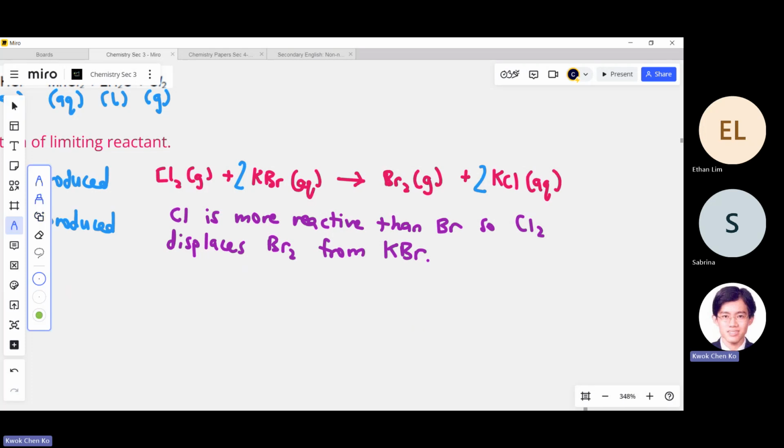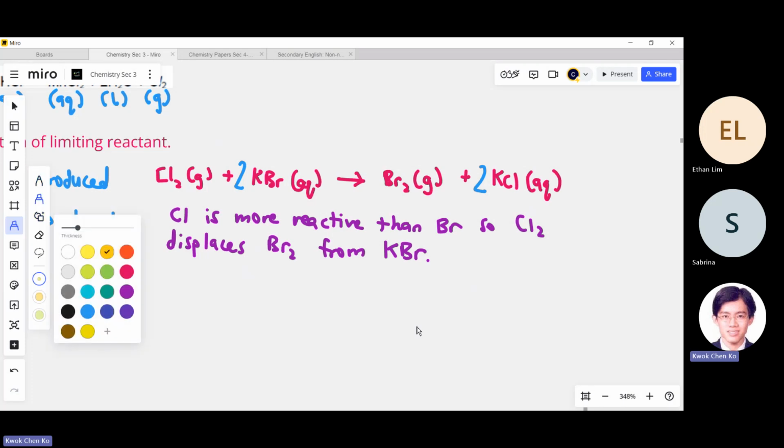Okay, and I want you to pay attention because the chlorine is in elemental form. It likes to become an anion. That's what I mentioned earlier. It doesn't like to stay in elemental form. It likes to become chloride. But of course, you don't have to write that in your answer. Cl2 is more reactive than bromine, so therefore Cl becomes the chloride. Bromine is forced back into its elemental form.